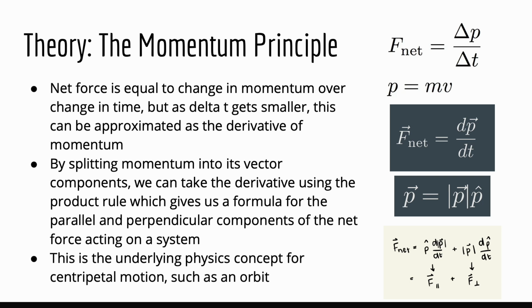First, we have to take a look at the momentum principle, which states that net force is equal to change in momentum over change in time. But as change in time gets smaller, this can be approximated as the derivative of momentum. By splitting momentum into its vector components, we could take the derivative using the product rule, which gives us a formula for the parallel and perpendicular components of net force acting on a system. This is the underlying physics concept for centripetal motion, such as seen in an orbit.